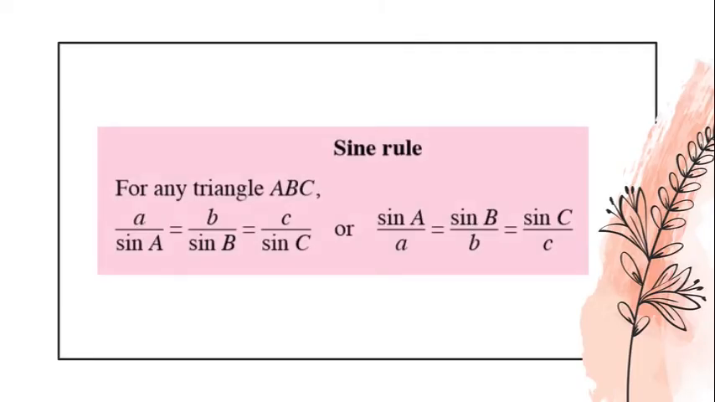In conclusion, this is the formula for the sine rule for any triangle ABC. The value of A over sine A is equal to B over sine B is equal to C over sine C, or sine A divided by A is equal to sine B over B is equal also to sine C over C.